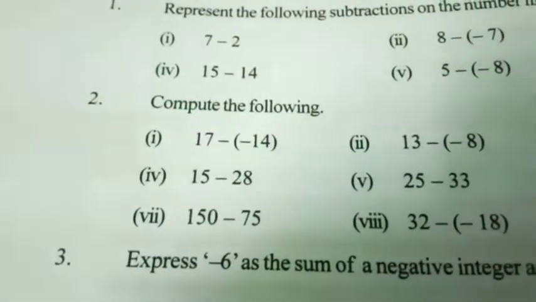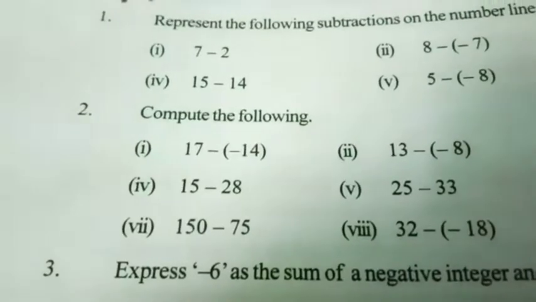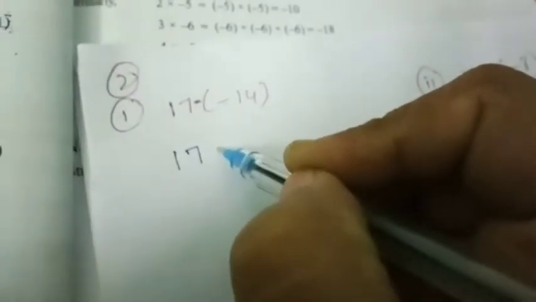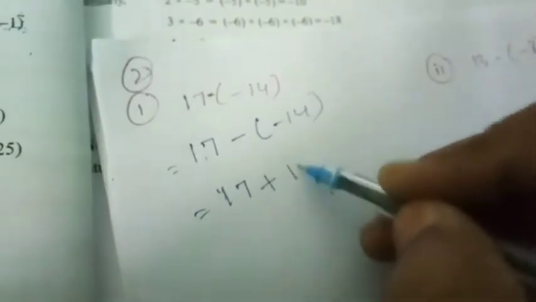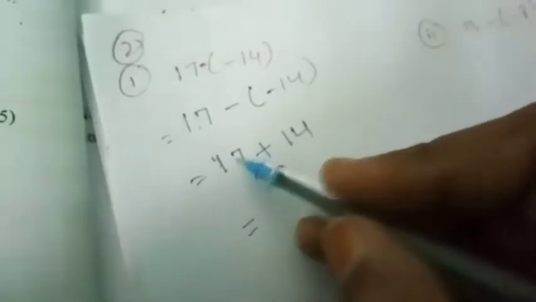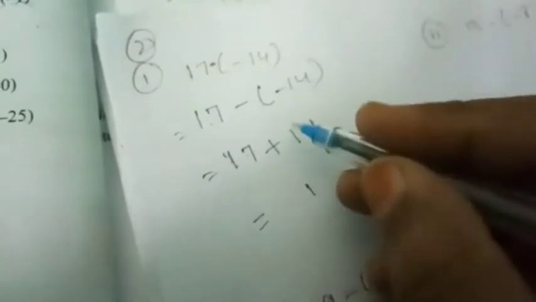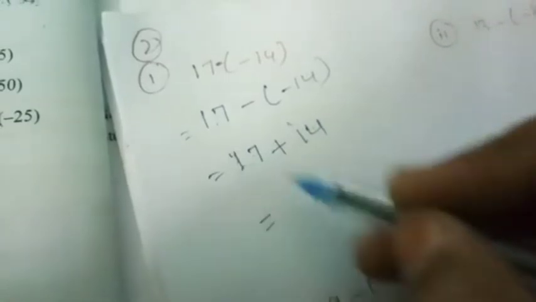So first question is 17 minus minus 14. Let's see how we can do it. You have seen that minus into minus is plus. So first write down the given question: 17 minus minus 14. 17 as it is, minus into minus will be plus, 14 as it is. Now 7 plus 4 will be 11, 1 carry, 1 plus 1 is 2, 1 plus 2 is 3. 31 is our answer.